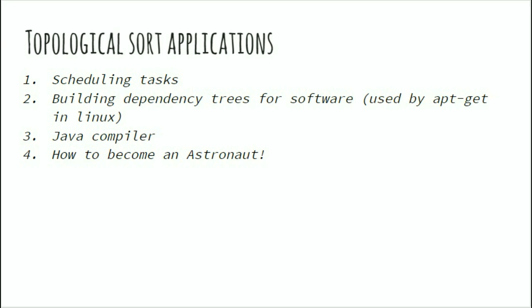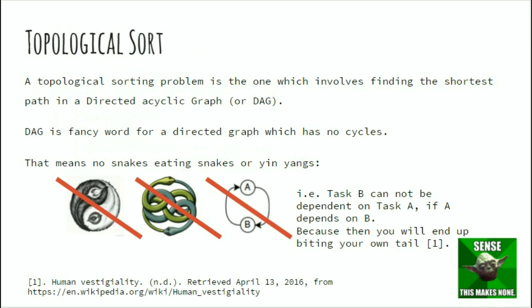You can also use it in your daily life, from planning events, when to get your grocery, and even how to become an astronaut, as long as you can build a directed graph for it. So let's start by describing the kind of problems we can solve. We can solve any directed graph which does not have cycles in it.